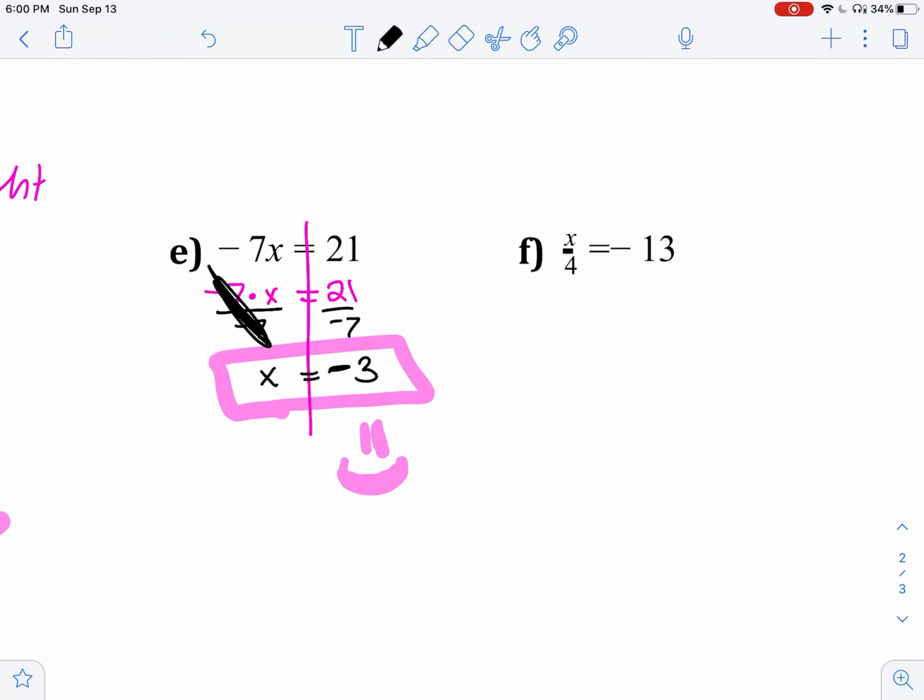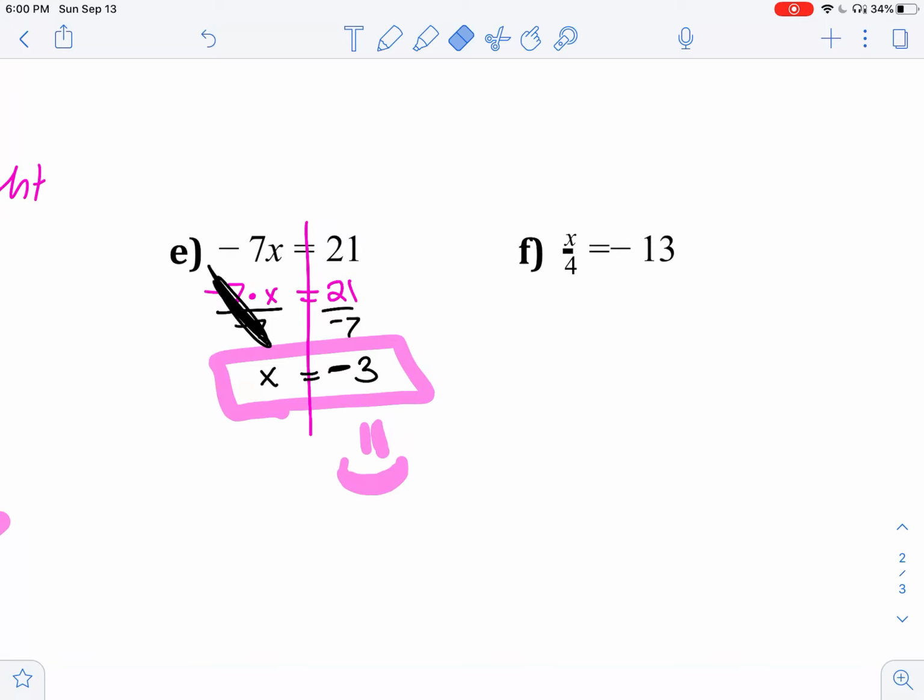F is a little bit different. So what we have here is x over 4 equals negative 13. This little bar that you see, that means division. So whenever we have a fraction, we have to remember that fractions mean division. So right now, my x is being divided by 4, and that is equaling negative 13.